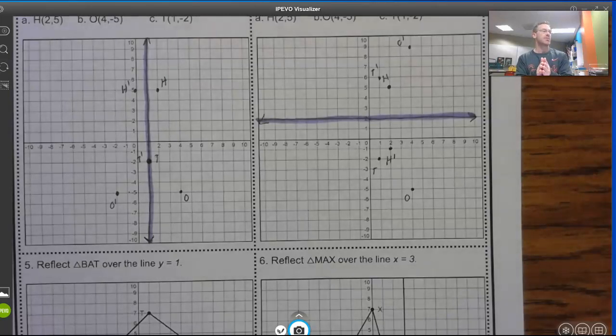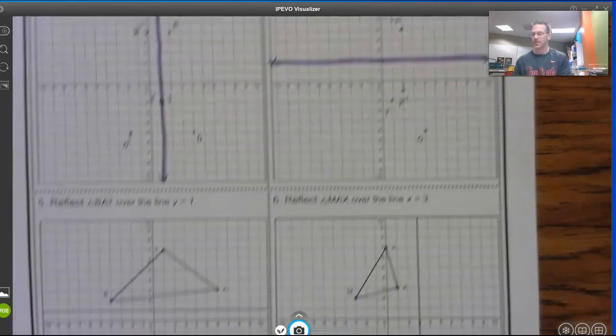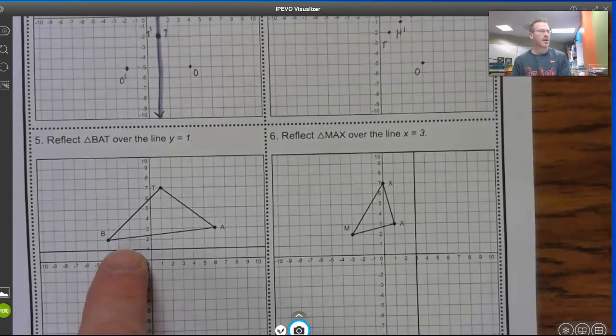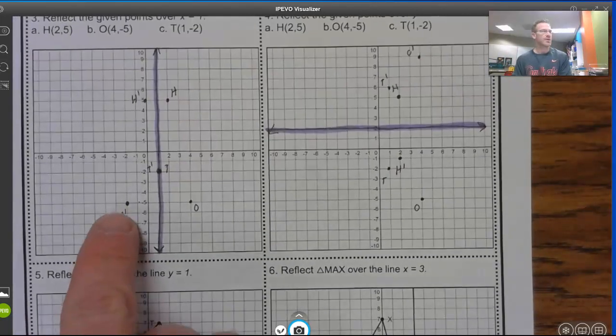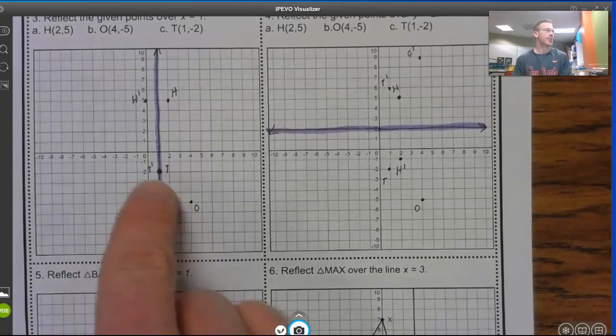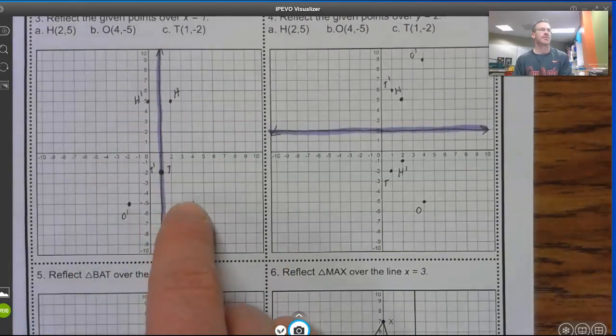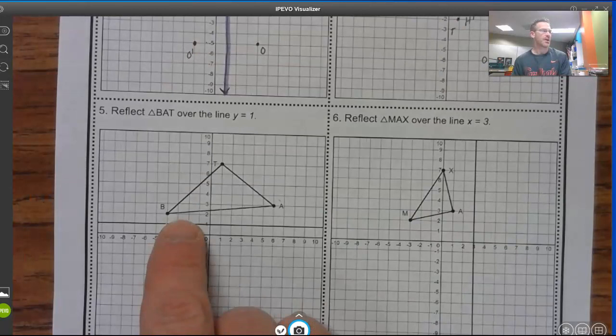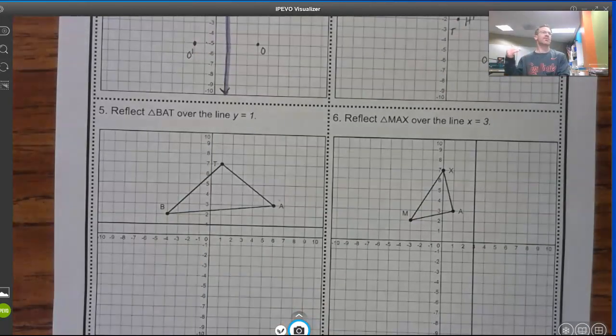When we come back to class, we're going to take this and apply it to figures. It doesn't really matter what shape we have, because notice we could have connected our 3 original points and made a shape. The way we reflect a figure is we take those 3 points, or 4 points, or however many points we have in that figure, and reflect them individually to get our reflected image.